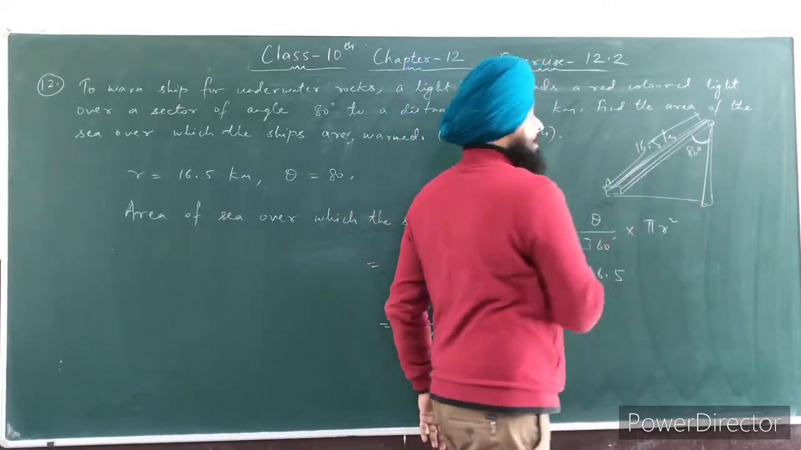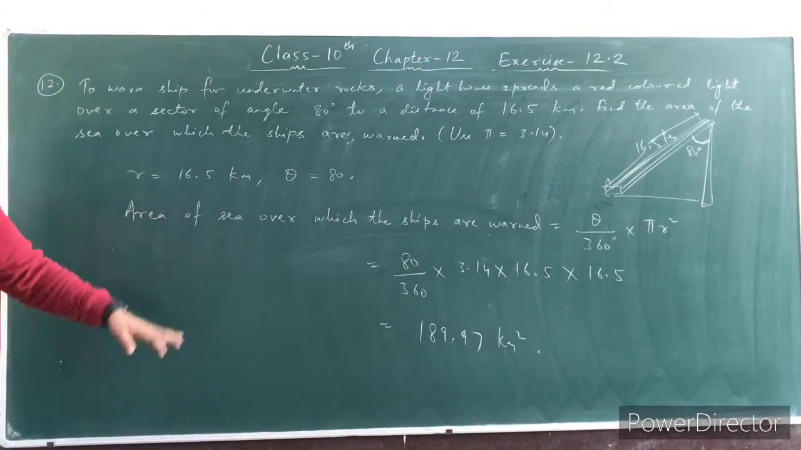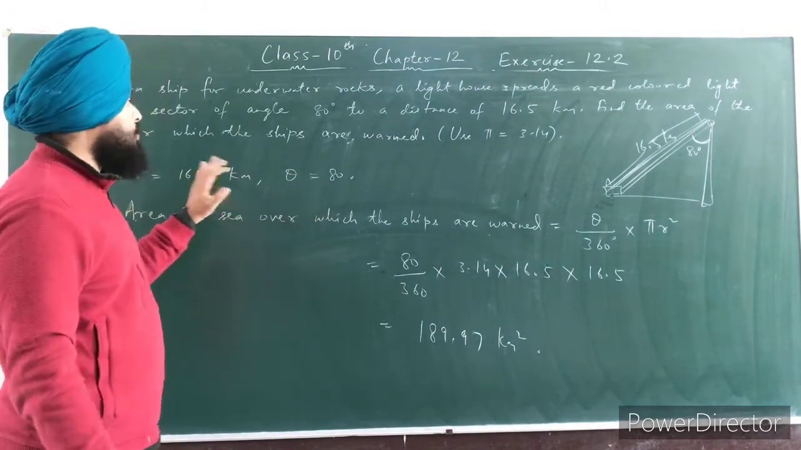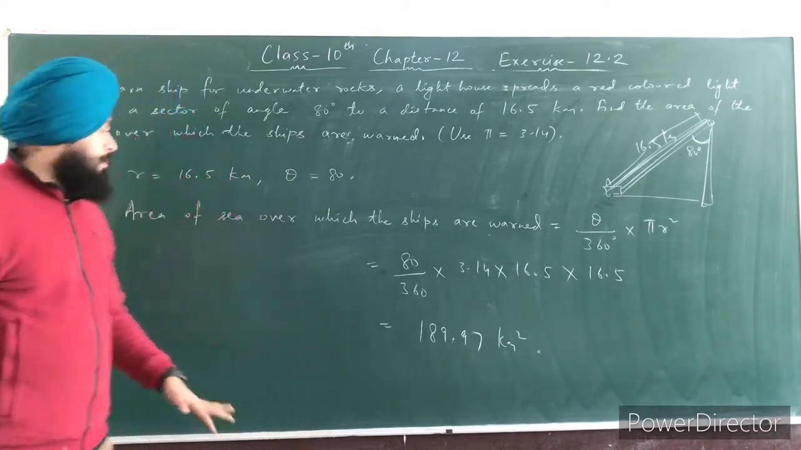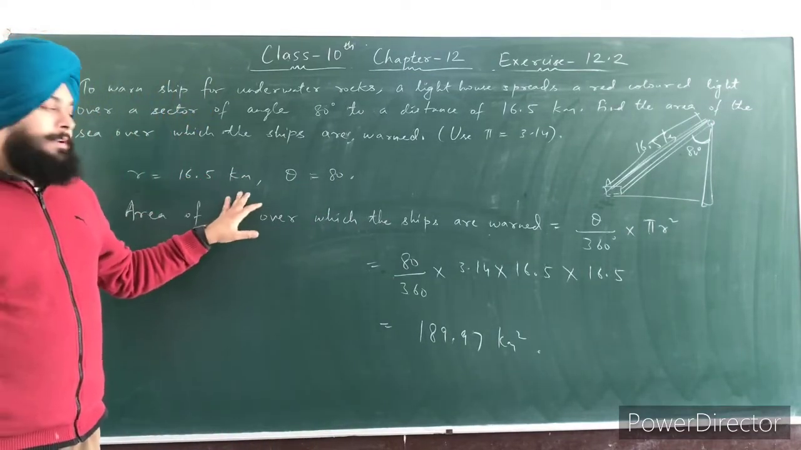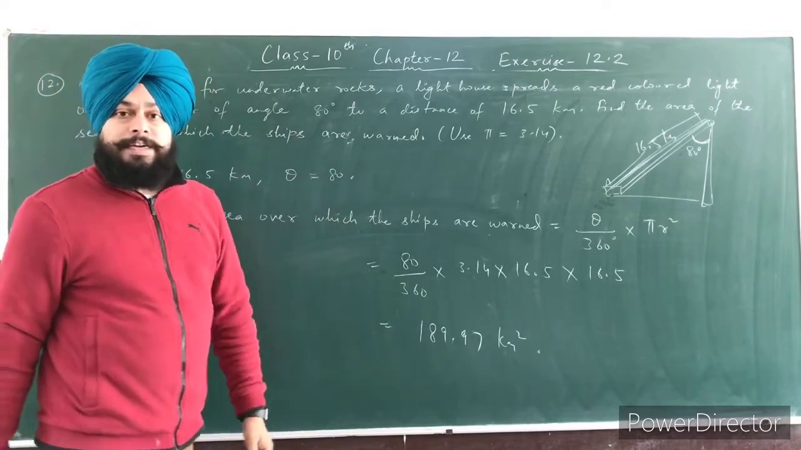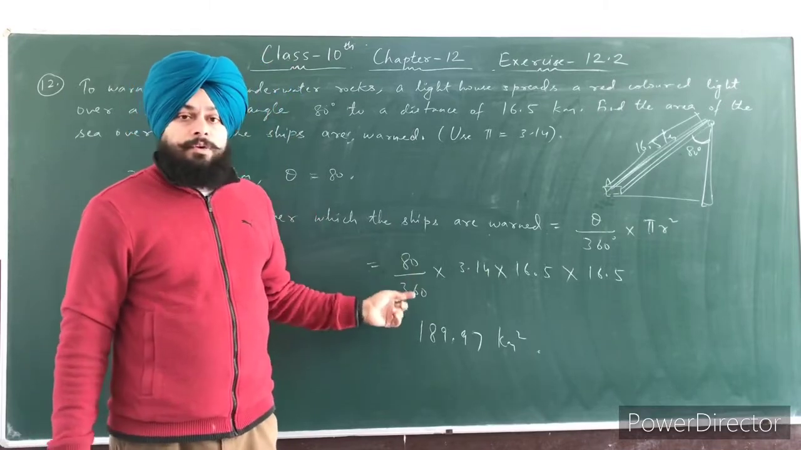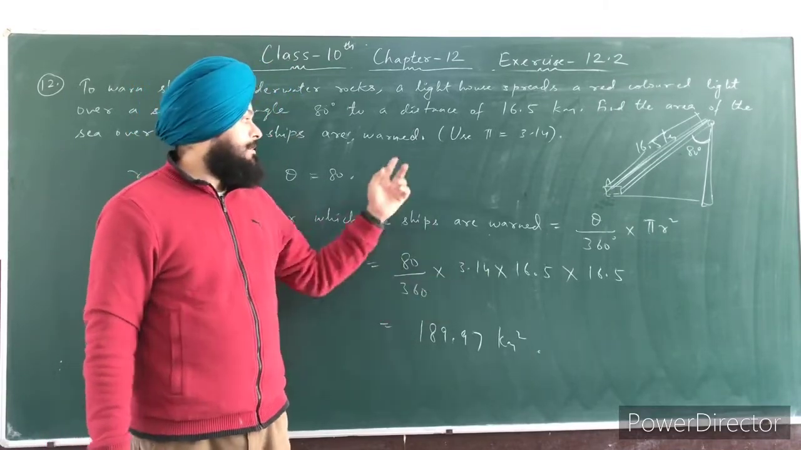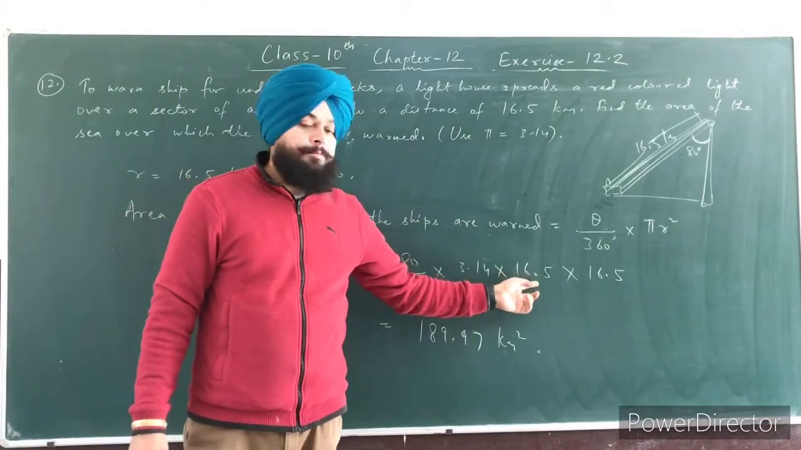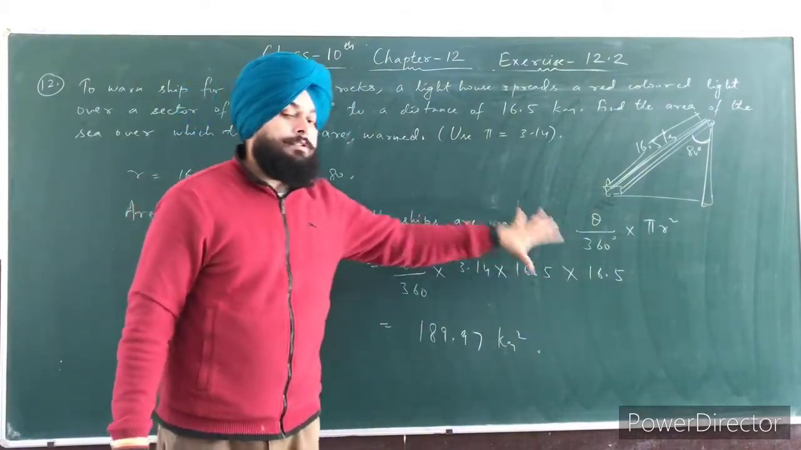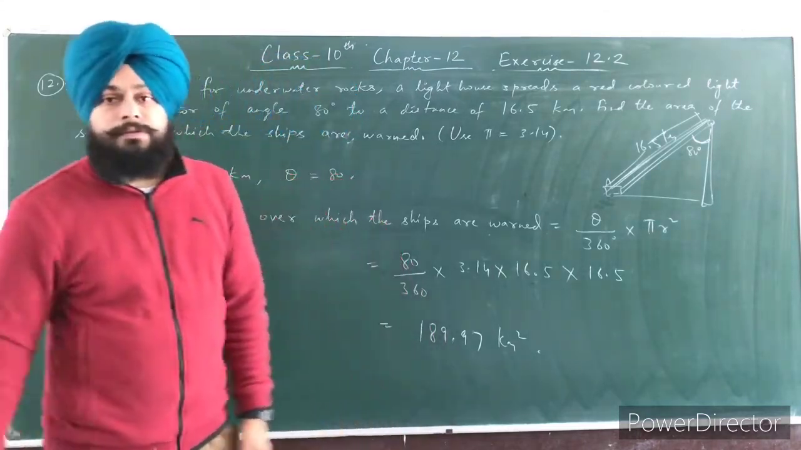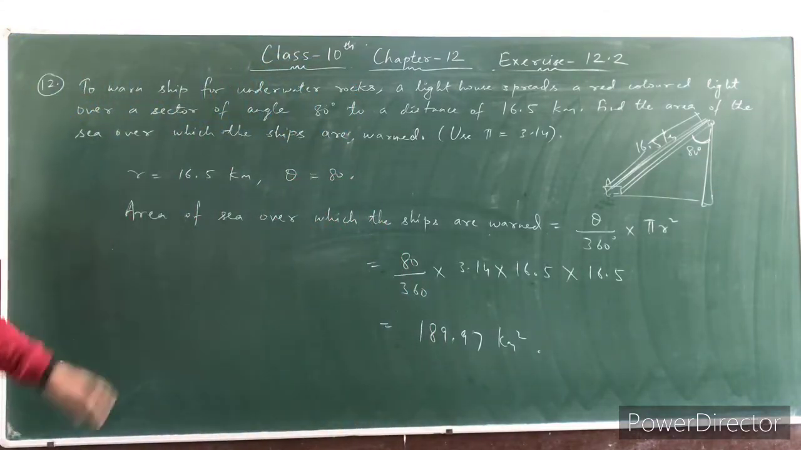80 degree. So we have to find what? The area of the sea over which the ships are warned. So radius is 16.5 km, theta is 80 degree. We have to find the area of what, sector? So the formula is theta over 360 into pi r square. Theta is 80 degree over 360 into pi. Value of pi is here 3.14 and the radius is 16.5. On solving this calculation, our answer is 189.97 kilometer square. Clear student? So this is your question number 12.